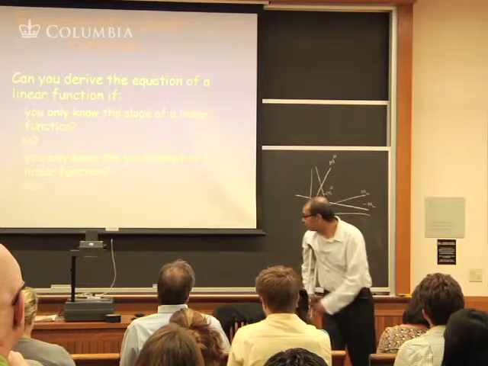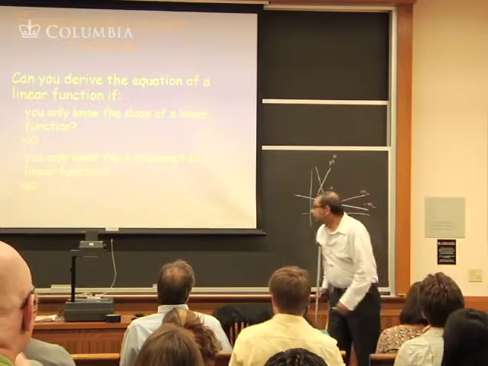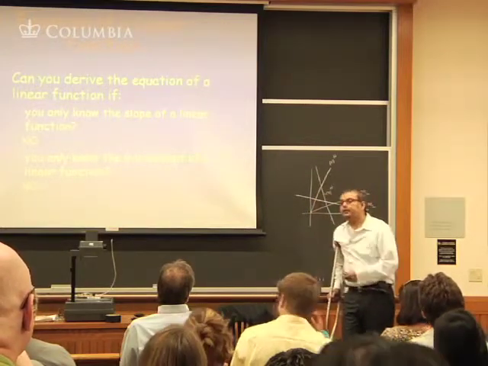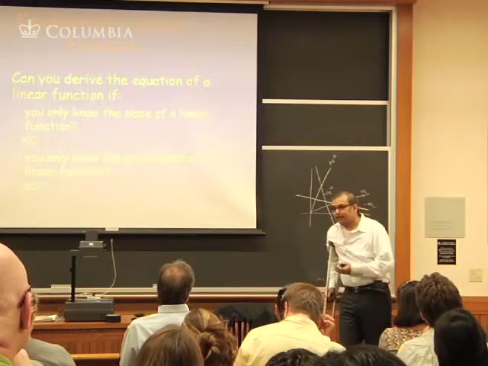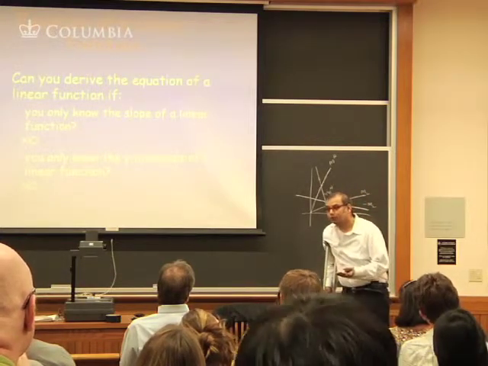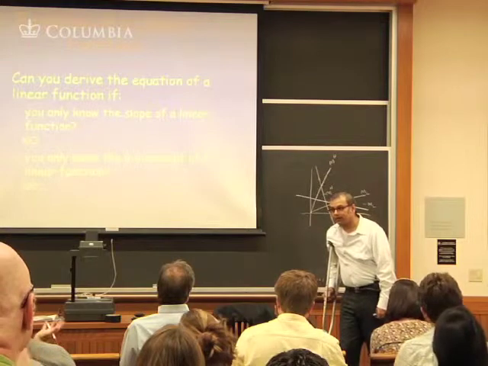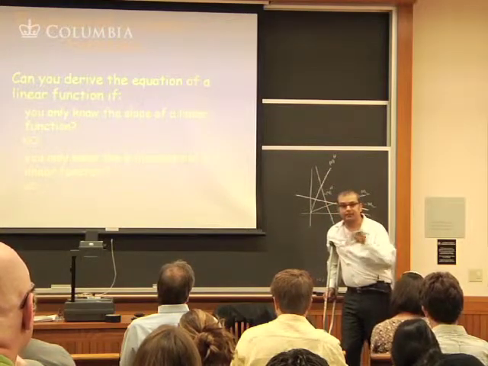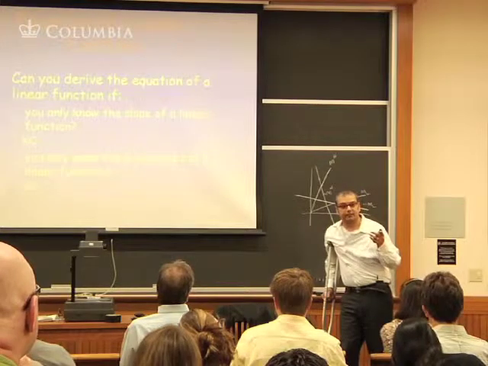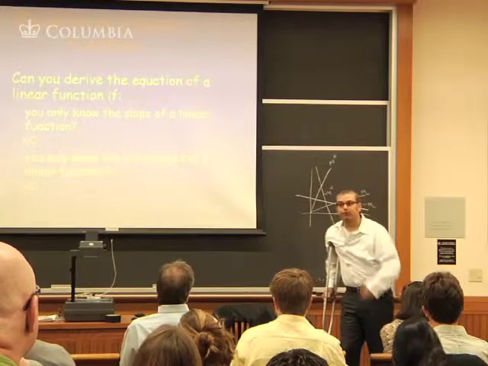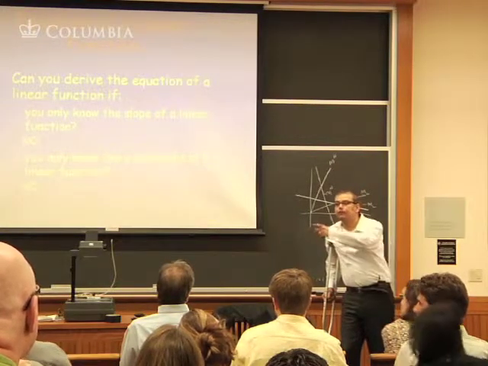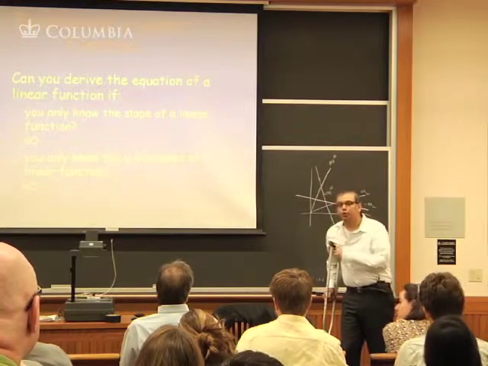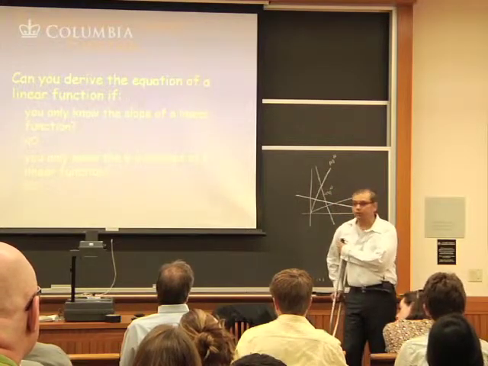Okay, so that's a good question. If you know the slope, and let's say as a result you know 2 points on the line, why could you not know the equation? Is there a flaw in what I just said? What's the flaw? You don't know 2 points on the line because you know the slope, right?